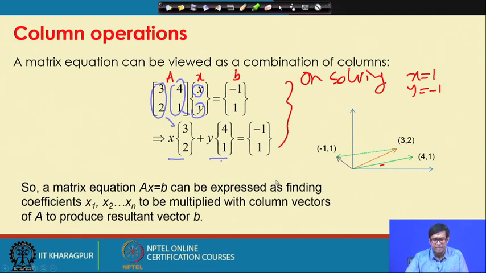A matrix equation Ax is equal to b can be expressed as finding coefficients x1, x2 up to xn, which can be multiplied with the column vectors to produce a resultant vector b.